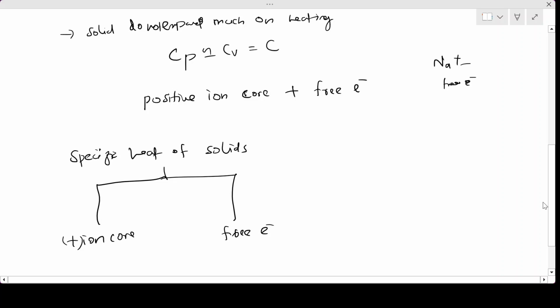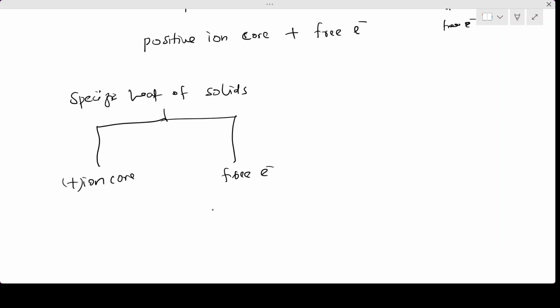When you consider a crystal or a solid which has a positive ion core and free electrons, you can see that this positive ion core will execute a motion. So we'll have a motion of the positive ion core, and in this scenario this positive ion core is responsible for lattice vibration. So the dominant contribution is from the positive ion core for lattice vibration.